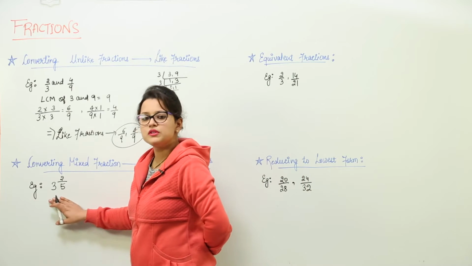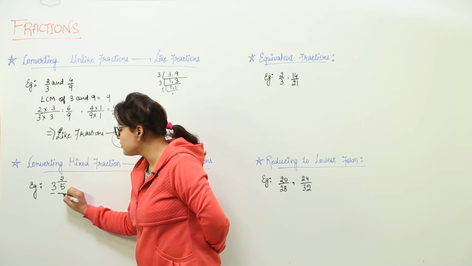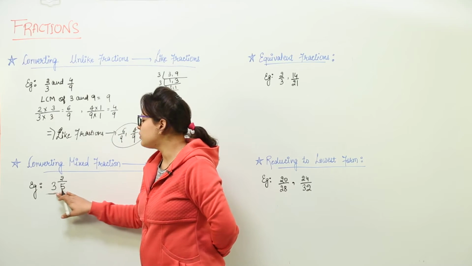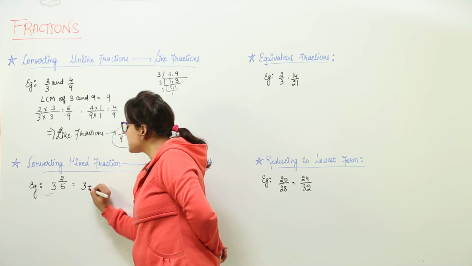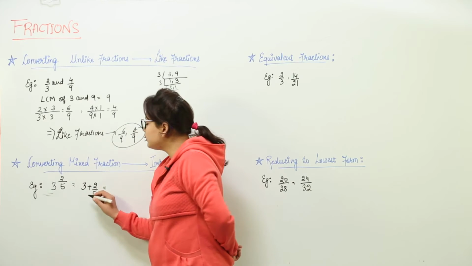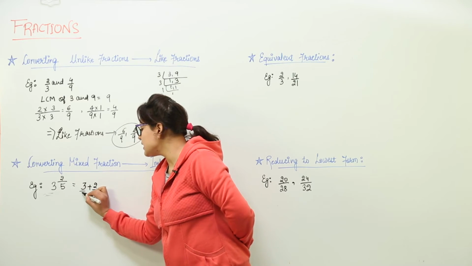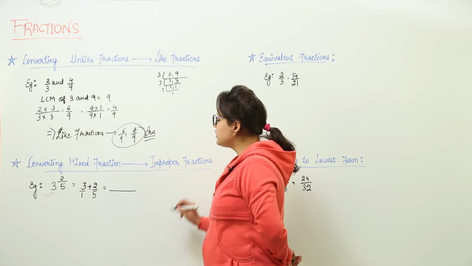Now moving on to the next conversion, that is from mixed fraction to the improper fraction. As I discussed with you, the mixed fractions are representing the whole part and some fraction part. So what do we do here? We write these separately, that is we write this as 3 plus 2 upon 5. Now how will you do this? You will take out the LCM, that is what is the LCM of 1 and 5? You can take that out.